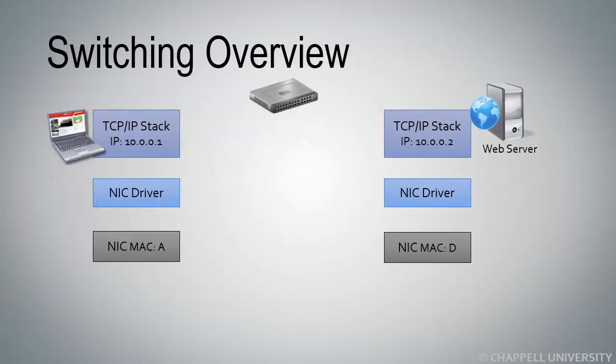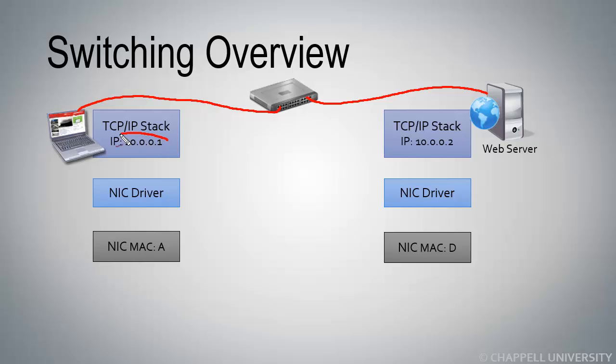So let's begin by looking at how switches handle traffic. We'll start with this very simple network diagram. Over here we have a client, and this client connects to one of the switch ports, and from the switch port we connect out to a web server. This is all one network. So let's take a look at how the traffic will be affected.